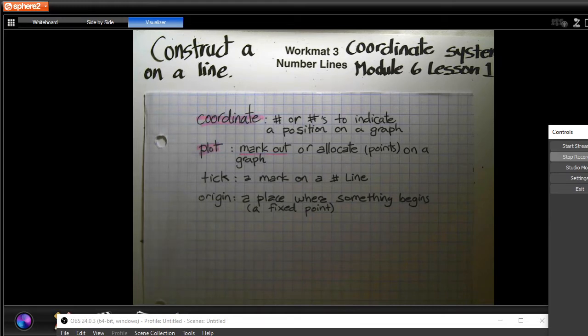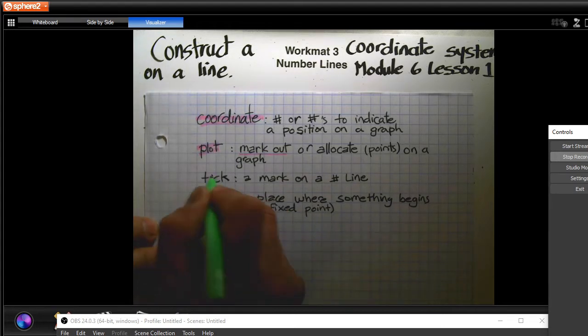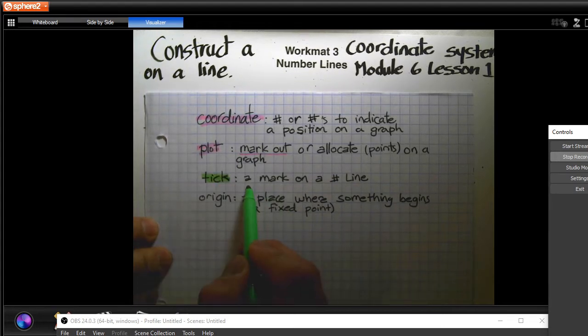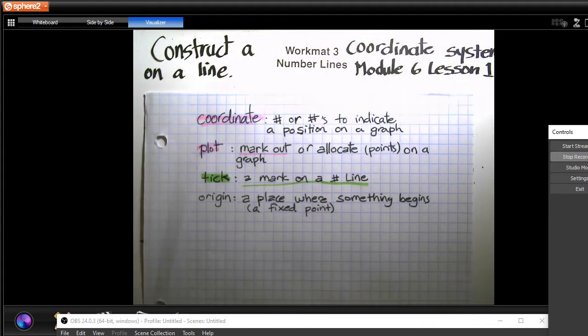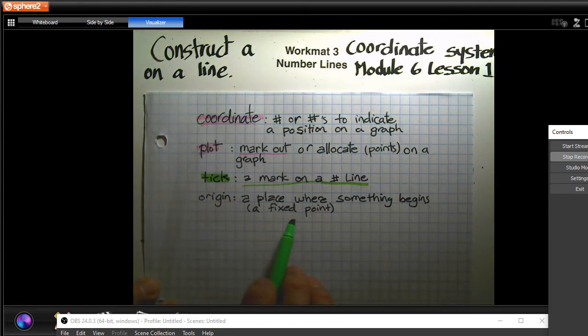So, what is a tick? I know we all know a tick is a bug. But in mathematics, a tick is a mark on a number line. Okay? So you're going to be listening to those terms. Let's move on to the next part. Origin, a place where something begins. That means a fixed point. So that's what the origin is.